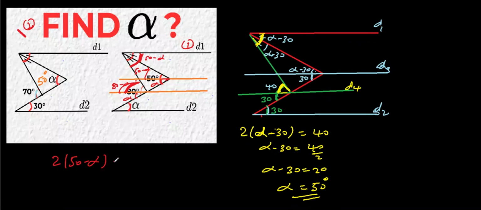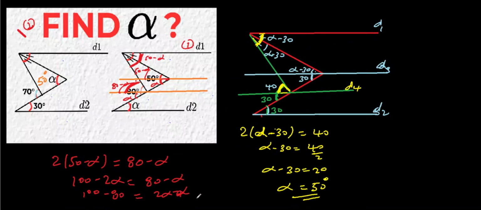2 times 50 minus alpha is equal to 80 minus alpha, right? So 100 minus 2 alpha is equal to 80 minus alpha. So that means 100 minus 80 is equal to 2 alpha minus alpha. So that means alpha is equal to 20 degrees. So this is alpha, 20 degrees.